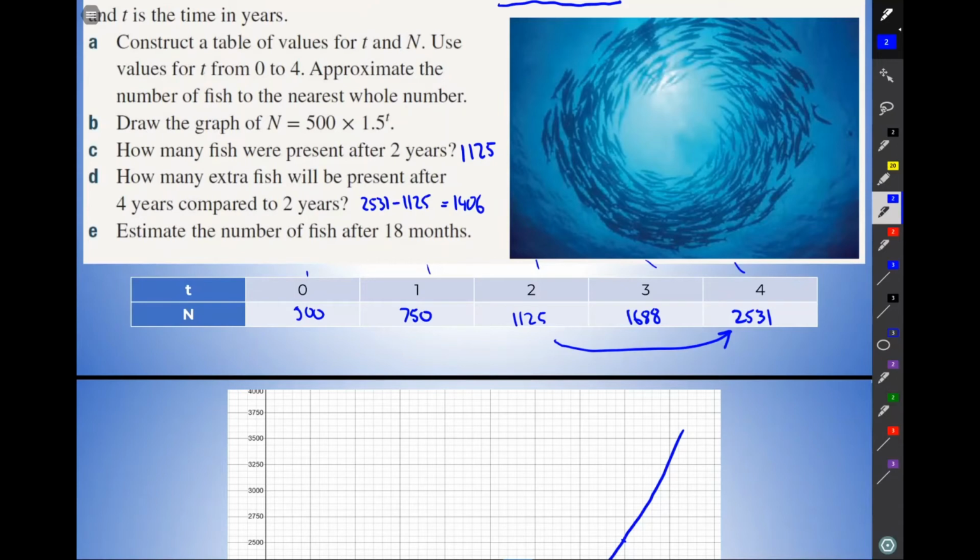So you can see in the first 2 years we got 1,100 fish, and in the next 2 years we got 1,400. So the amount that it's going up by is increasing. That's what we mean when we say exponential growth.